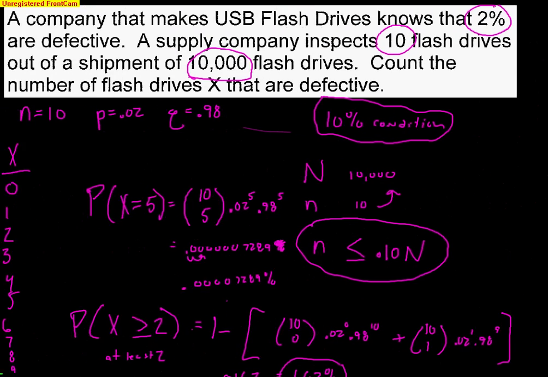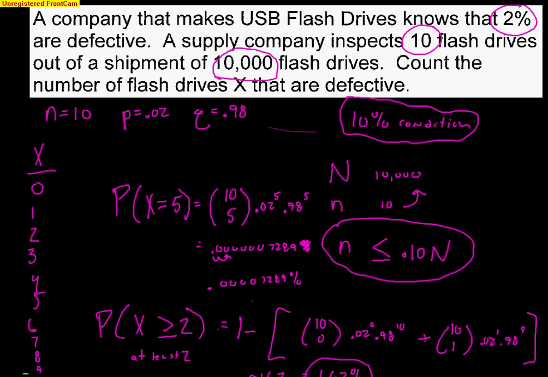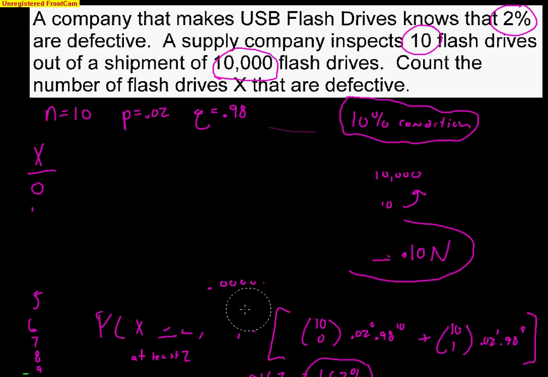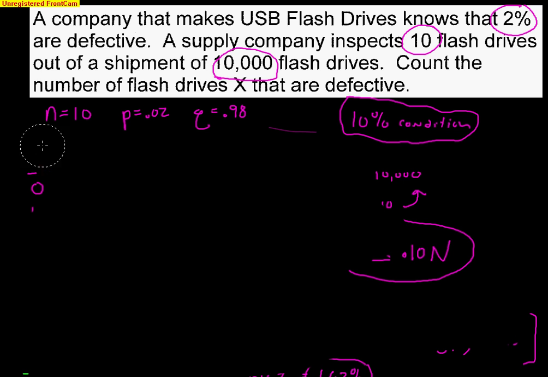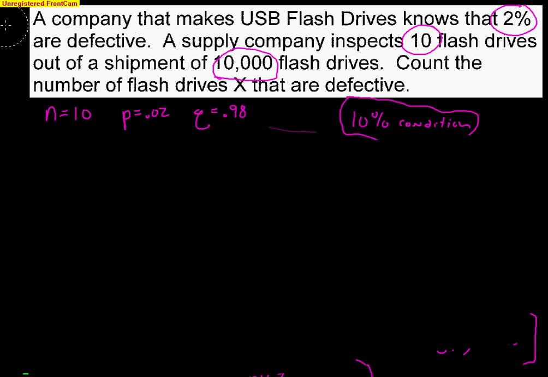So let me go over here real quick and show you exactly how this works. Let me clear off some space here. Okay, so let's go back to this. If I said, of those 10 flash drives, how many do you expect to be defective? Well, that's simply 10 times my success rate, which is 2%, sorry about that. So it'd be 10 times 0.02, or 0.2. So in the long run, I only expect 0.2 flash drives to be defective.